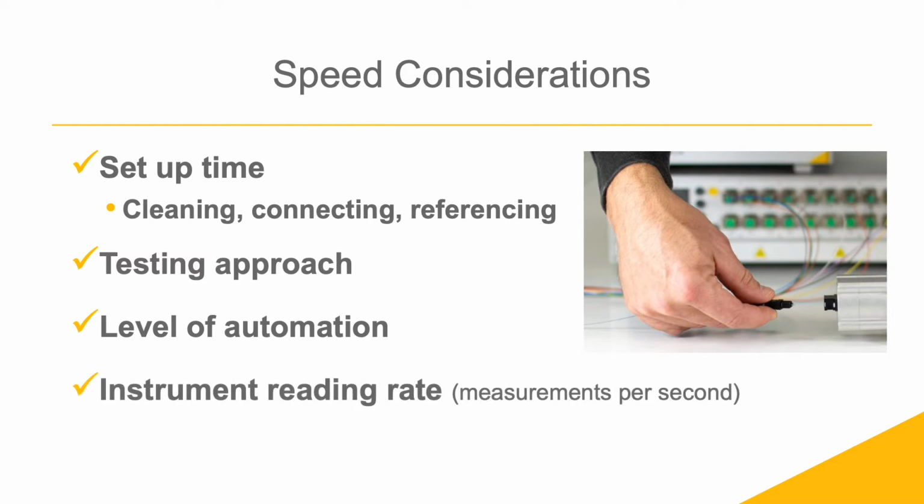Most power meters produce readings fast enough for cable production needs. Faster reading rates may be called for with stability measurements, performing environmental tests, or the production of certain optical components.